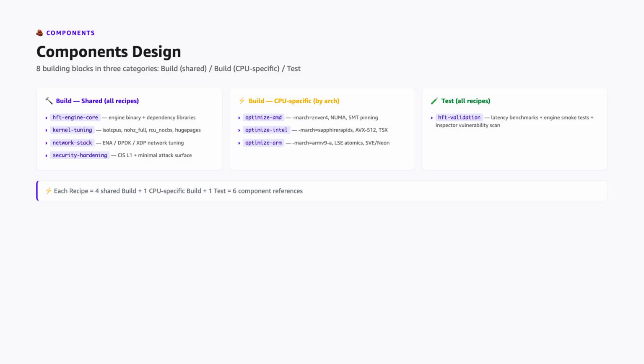The second group is CPU specific, and only one is selected per recipe. Optimize AMD compiles with march=znver4 and tunes NUMA and SMT pinning.